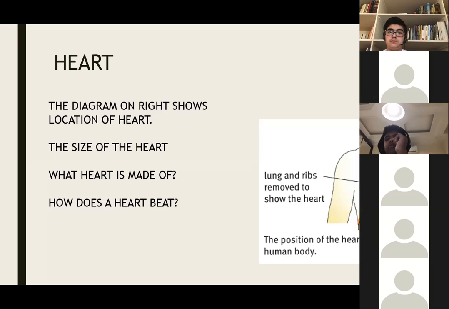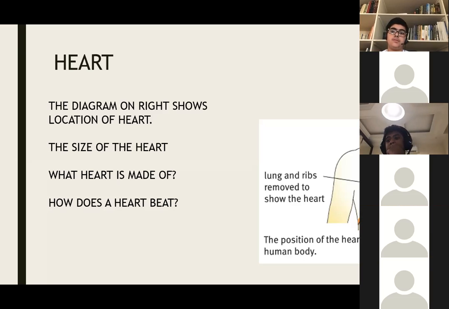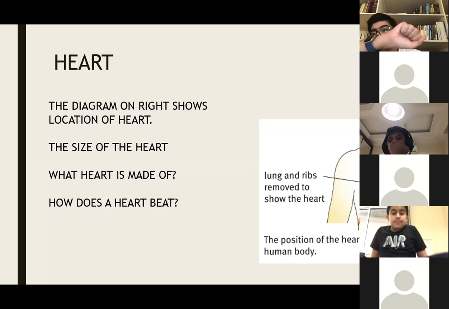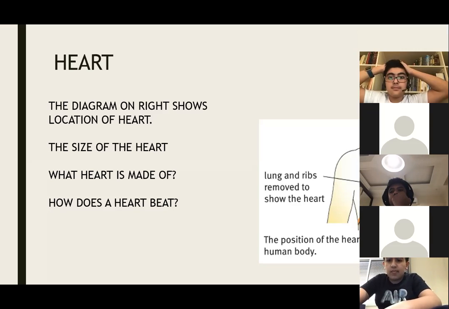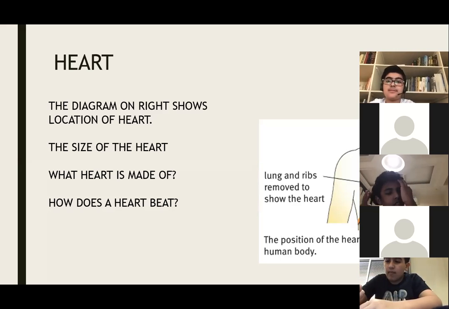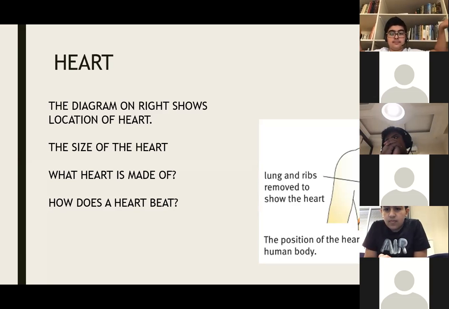So what do you think? What is the size of the heart? I think it's like a soccer ball size. No, look at Abdul Samad. He's showing you a sign. It's like a fist. Yes, it's the size of your fist. Whatever the size of your fist is, that is the size of your heart, right? And what is the heart made of? It is made of muscle. Yes, good. So they are made up of special muscles. We call them cardiac muscles.